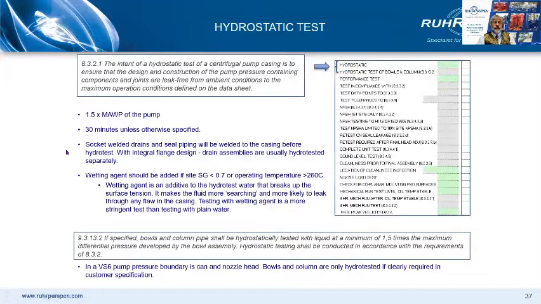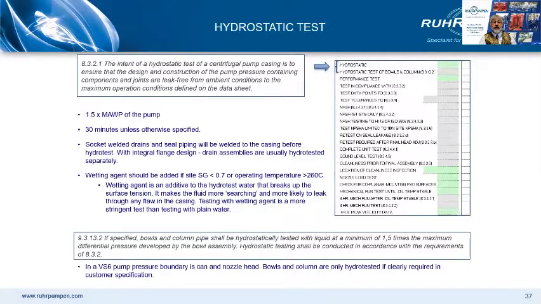Hydrostatic test, 1.5 times max allowable working pressure, 30 minutes. Socket welded drains and seal piping would be welded to the casing before the hydro test. If the specific gravity is less than 0.7 or the operating temperature is above 260, then we add a wetting agent to the hydro test water.